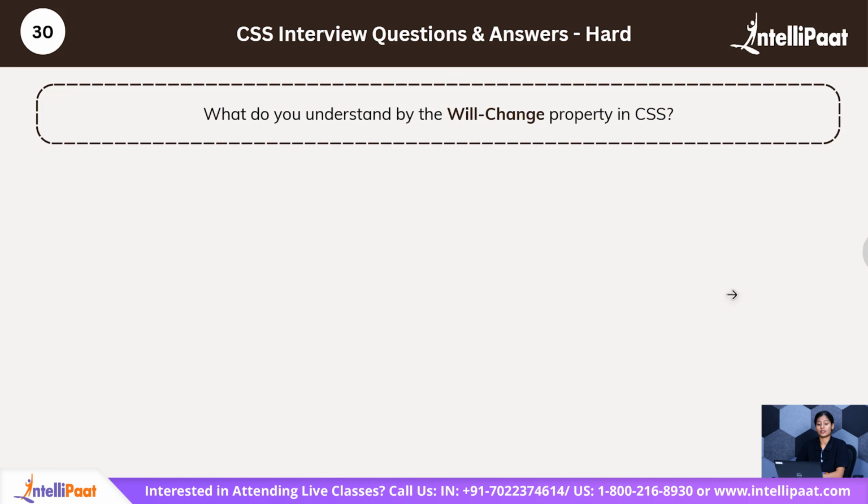Moving on to our last question. What do you understand by the will-change property in CSS? Now this is a very risky property, and this again backfires because this is not an ideal property. When it comes to performance, it's very likely that you will not use this because it affects the performance a lot. But the best part about this is it's a forewarning to your website, telling it that this element's properties might change. So it's like giving a warning to the website.